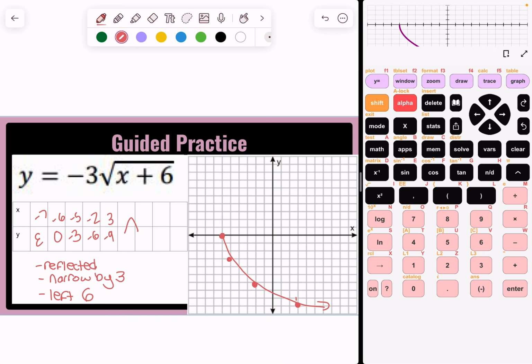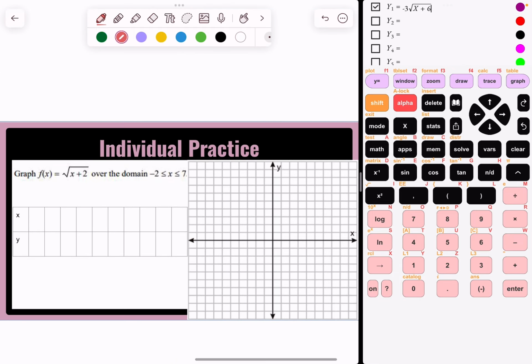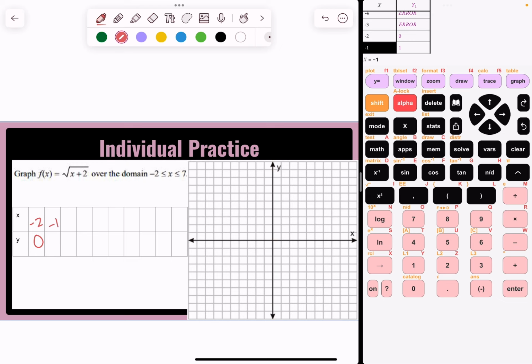Okay. Now, let's look at this next problem. This is an individual practice problem, so I want you to pause the video and try this one on your own. Something very unique about this is that they tell us what numbers we're going to start at. We're going to start at negative 2. On this side, we wouldn't put an arrow anyway because negative 3 says 0. But now we can't even put an arrow if we want to because they told us to start at negative 2 and to end at 7.